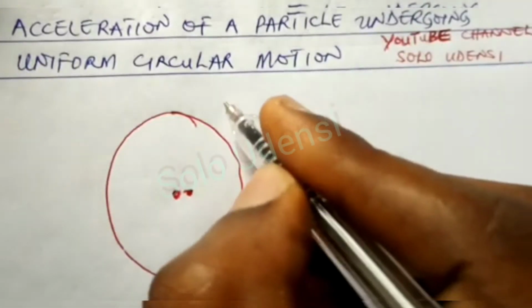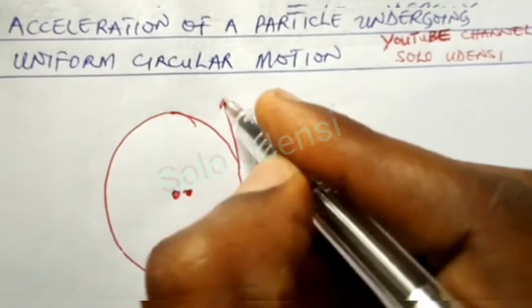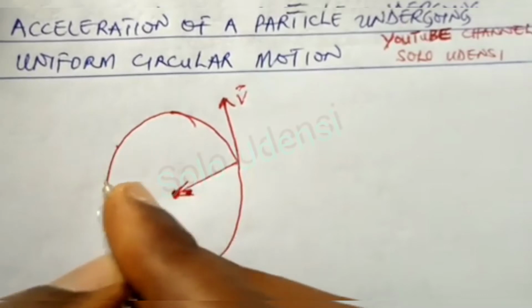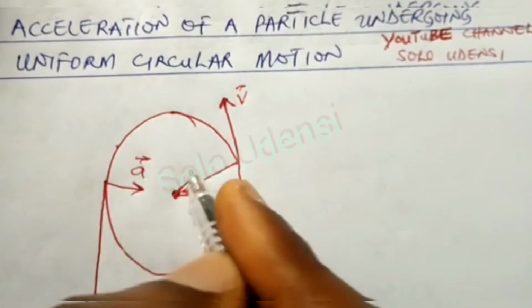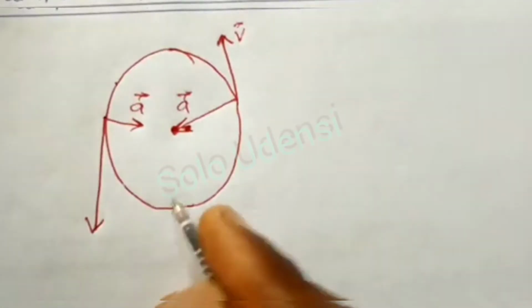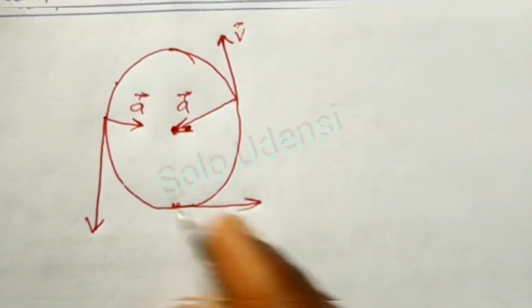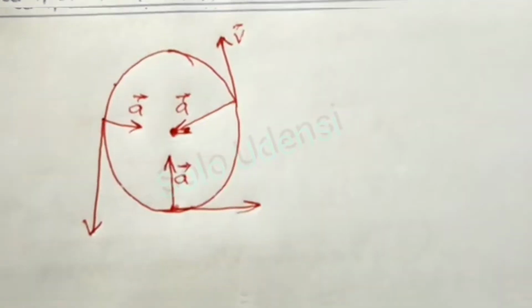and the velocity we have seen is tangential. So at this point it will be tangential, so that the acceleration will be center seeking. We call it centripetal acceleration. At this point it will go this way, and it is also center seeking.